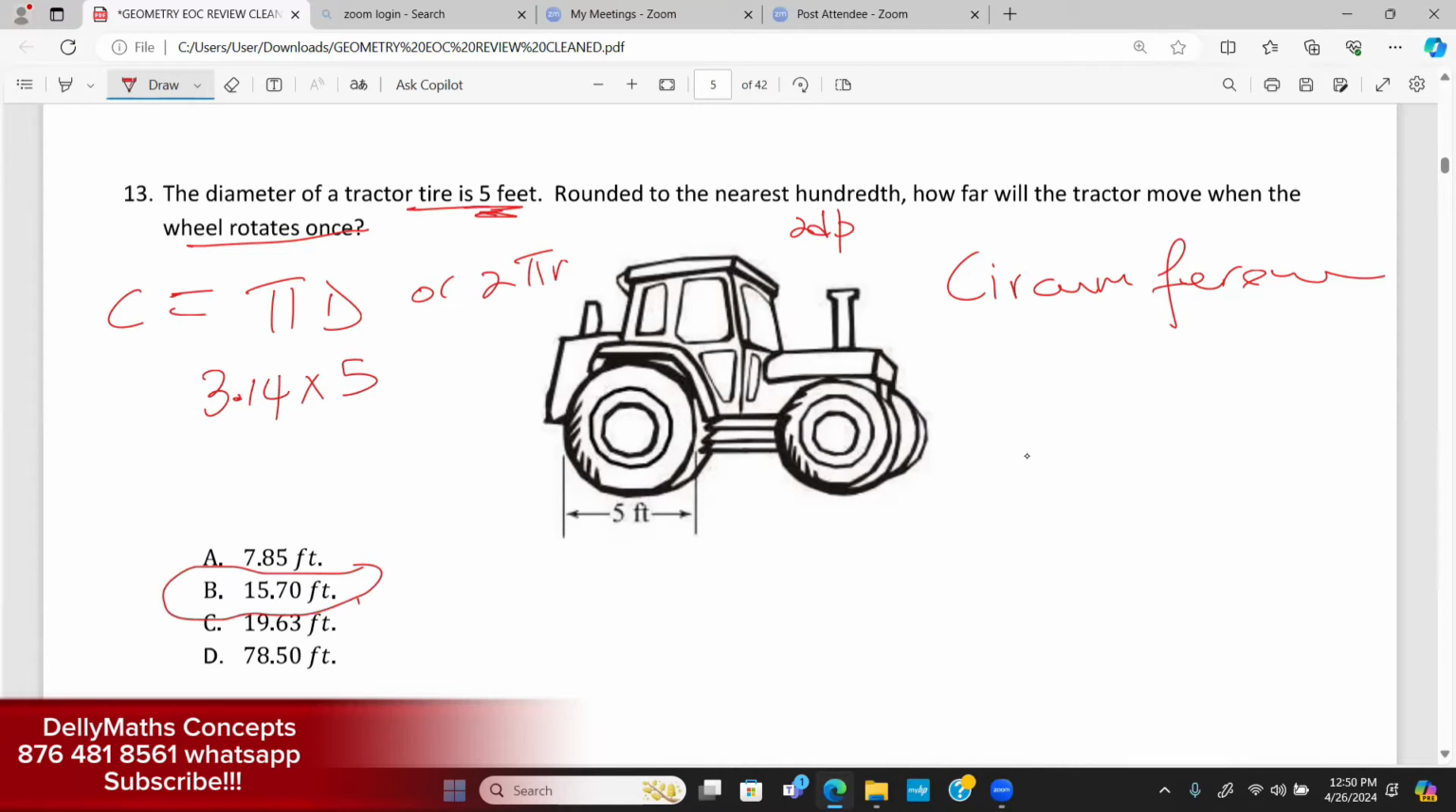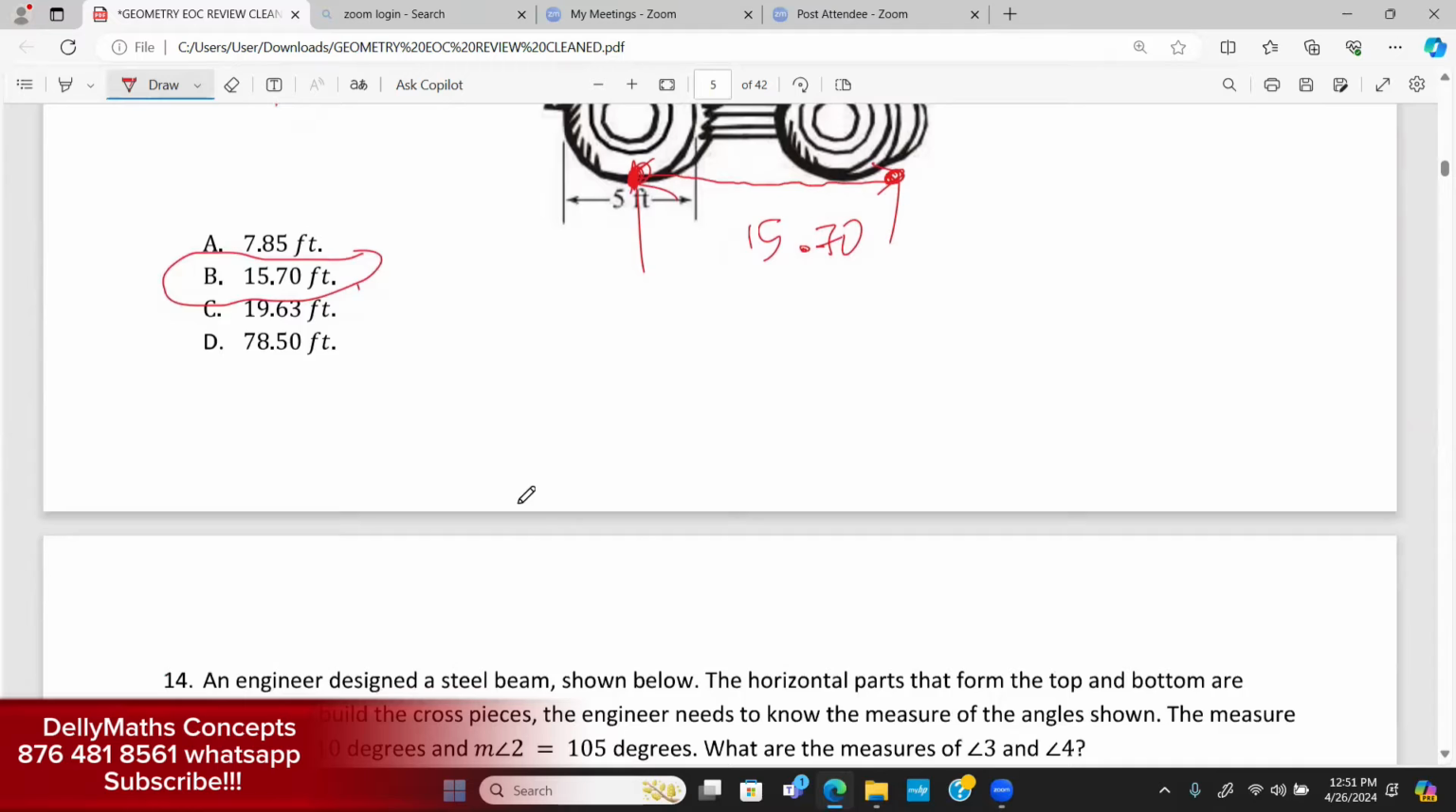So 13 is B. The idea is to understand that if you mark a spot here and the tractor moves along, when you complete one rotation, when this part hits the ground again, the distance it would have moved is 15.70, right? So that's one rotation fully. All right, let's go to number 14.